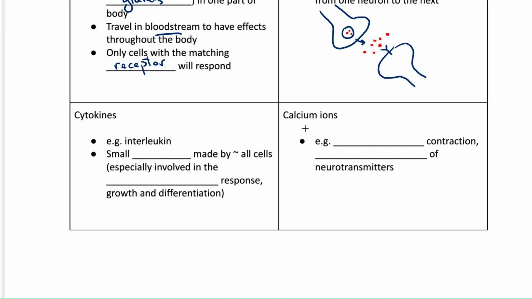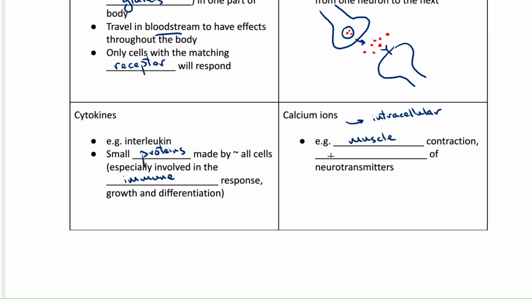Cytokines and calcium ions are the last two categories we're going to look at here. Cytokines, like interleukin, are small proteins that are made by almost all cells, but are especially involved in the immune response. When you have a fever, for example, it's cytokines that are causing some of that response, as well as other processes like growth and differentiation. Calcium ions are predominantly intracellular or within a cell signaling molecules, and they're involved in muscle contraction, which we will look at in more depth in another lesson.